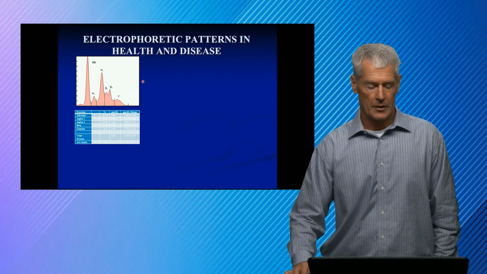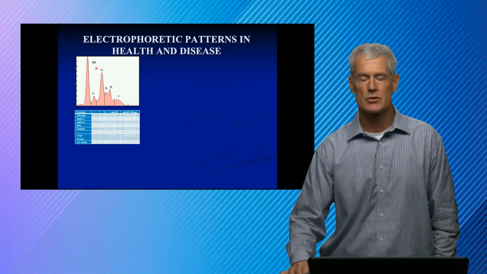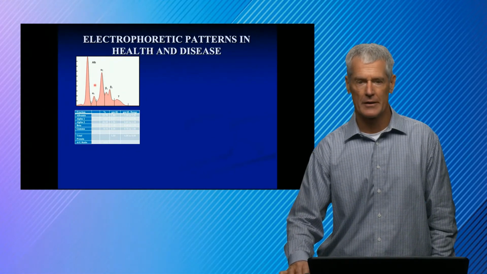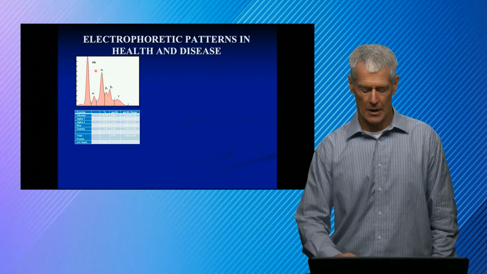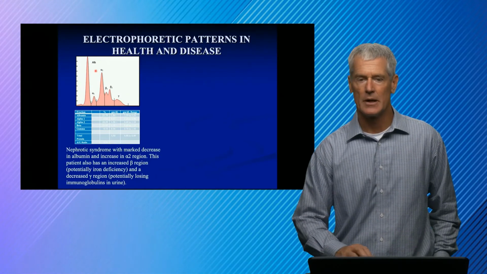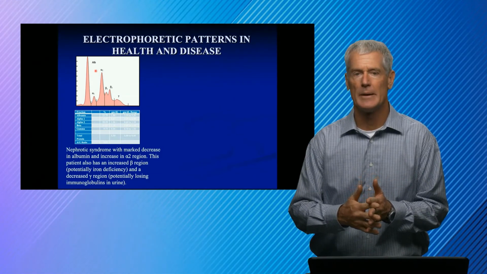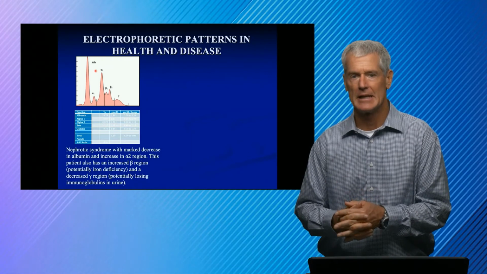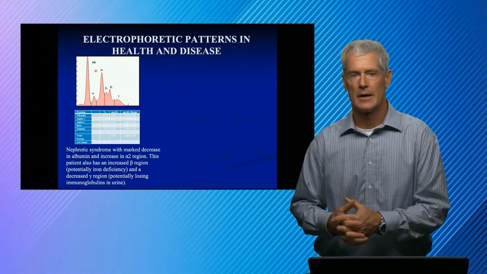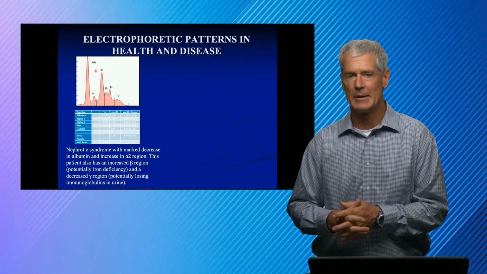This is an interesting pattern that we see, and it's not so striking until you start looking at the quantitative numbers. Albumin is quite low in this patient, and we have this big increase of alpha-2, and we would call this nephrotic syndrome. And so essentially what's happening in nephrotic syndrome is that you're losing albumin through your kidneys. So your kidneys have become leaky for proteins that they shouldn't. Albumin is leaking out. You have hypoalbuminemia.